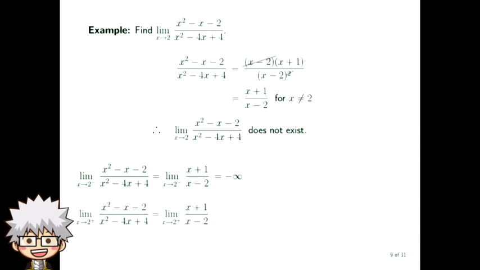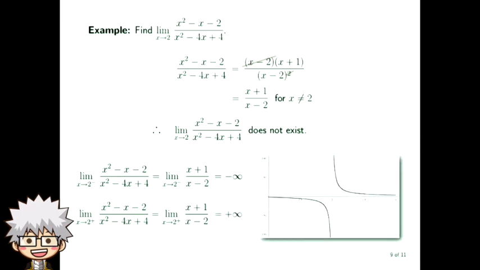Now let's look at the right-sided limit as x approaches 2. When x is close to 2 and greater than 2, the numerator is again close to 3, and the denominator is close to 0, but now it's positive. And so the quotient is going to be large and positive, which tells us that this limit is plus infinity.